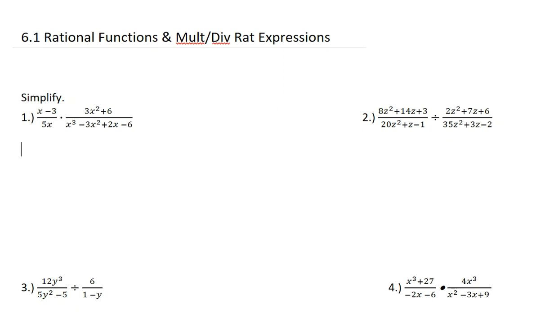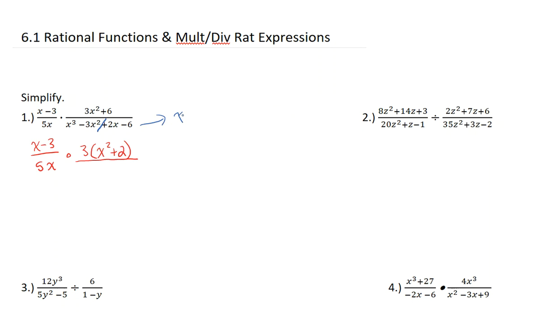So if we take a look at number 1, in the first fraction, we have x minus 3 in the numerator and 5x in the denominator. Neither one of those can factor down, so we'll just rewrite them and keep them the same. But what you'll notice is that in the numerator of the second one, we can take out a 3. In the denominator of the second one, it's 4 terms, so we're going to split it.